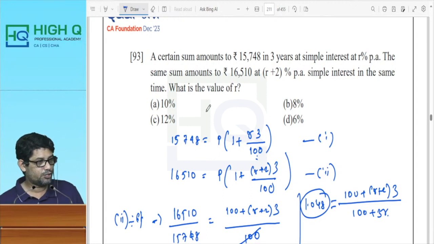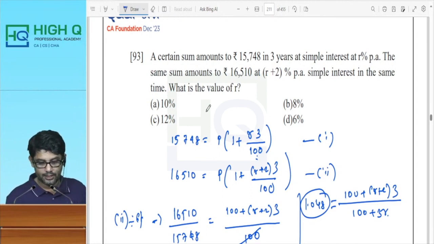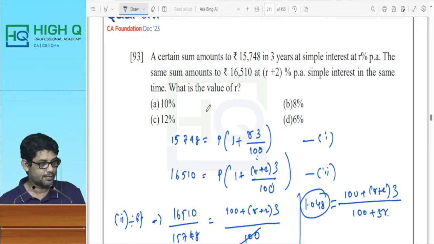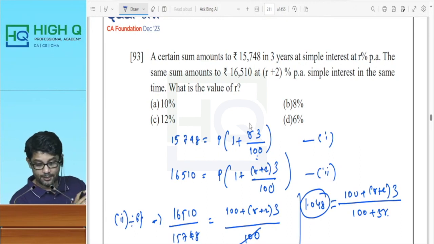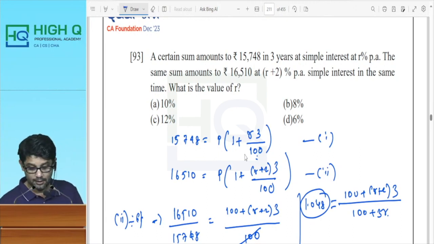If you want to use the trial and error method, I'll tell you what we have to do. 8%, if you want to substitute, yes, you can check 8%, my dear. See, we need to find the principal. 1 plus 24 by 100, 124 by 100, 1.24. 15748 divided by 1.24. Principal is coming 12,700.